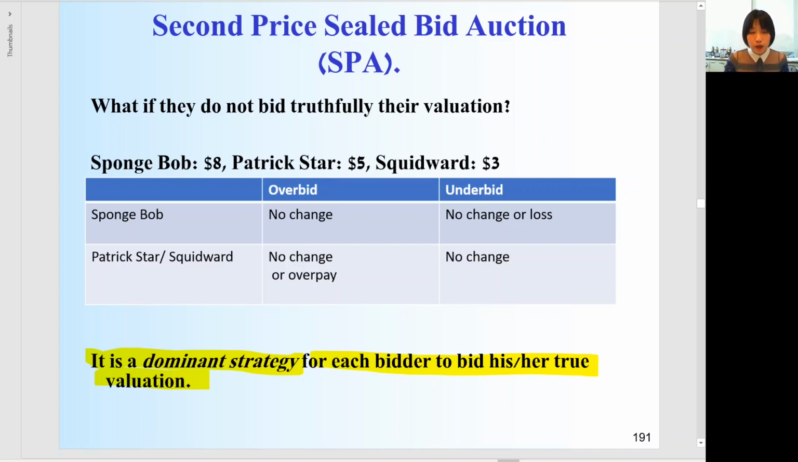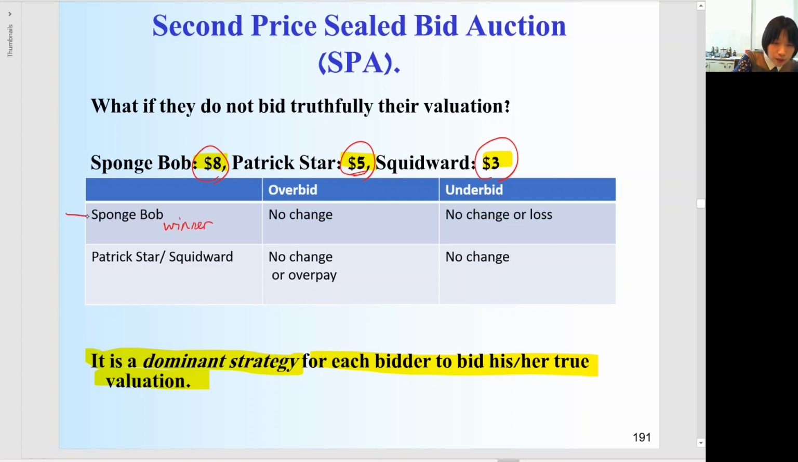Now let's prove why it is a dominant strategy to bid truthfully. Following the previous example, let's assume the valuations are $8, $5, and $3 respectively. So let's see if they have any incentive to lie about this valuation. If they bid truthfully, then 8, 5, 3 would be the bids submitted. Then SpongeBob will be the winner and he pays $5.